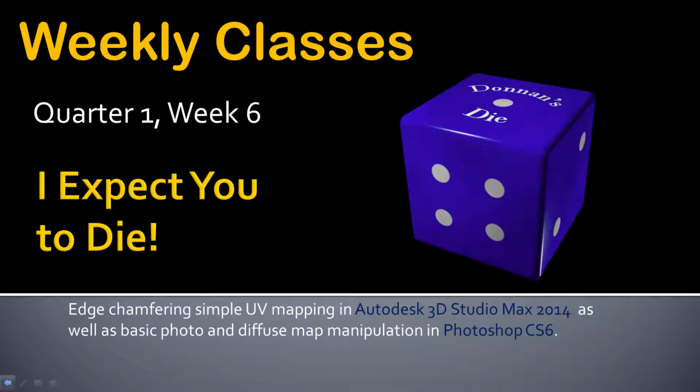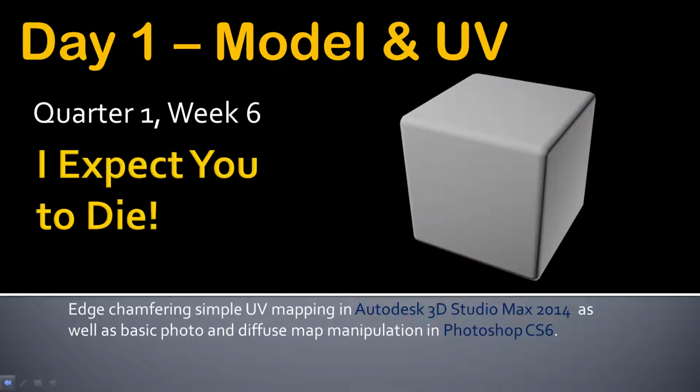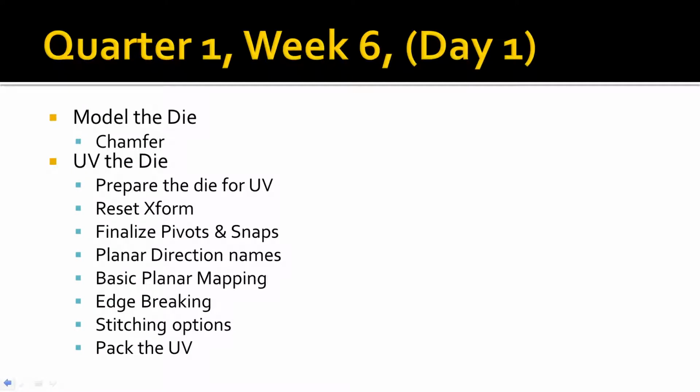So the modeling part is actually going to be pretty easy. It'll only take a few seconds. We're going to start with the cube, and then we're going to chamfer the sides. And the next part that will actually be a little more involved is the UVing process. So today we're just doing the modeling and the UV, all right? And we're going to model the die.